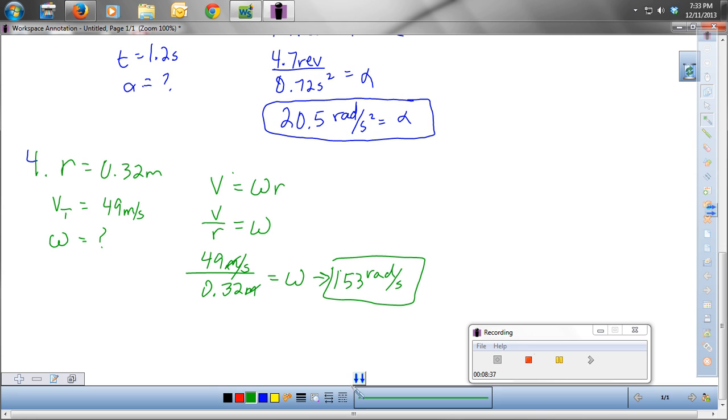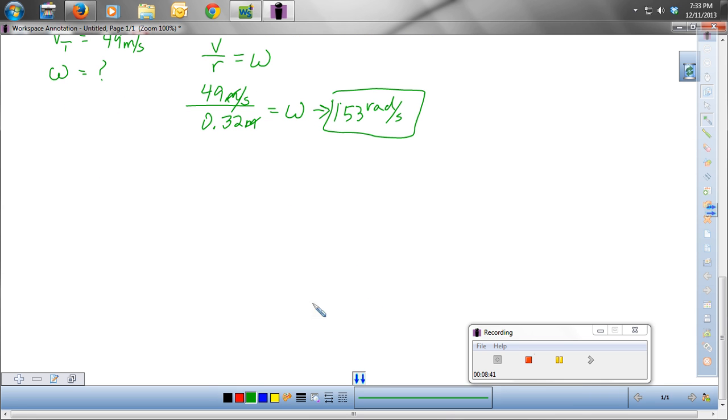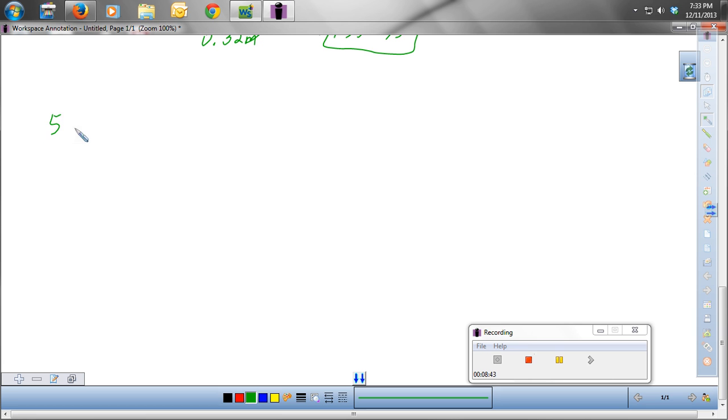Okay. Number 5. Number 5 says that we have a building superintendent who twirls a set of keys in a circle at the end of a cord. Keys have a centripetal acceleration of 145 meters per second squared. Cord is 0.34 meters long. We want the tangential speed. So let's write down our givens.